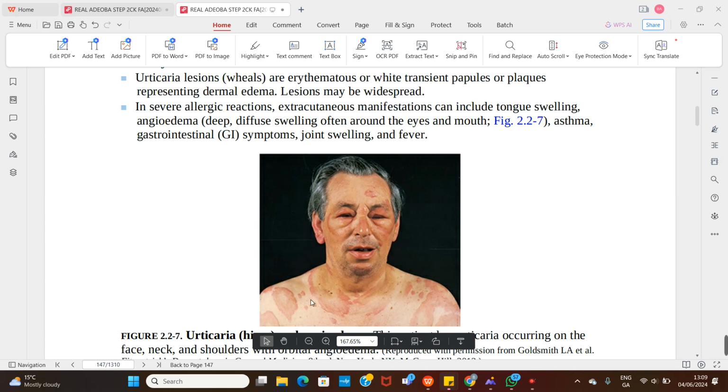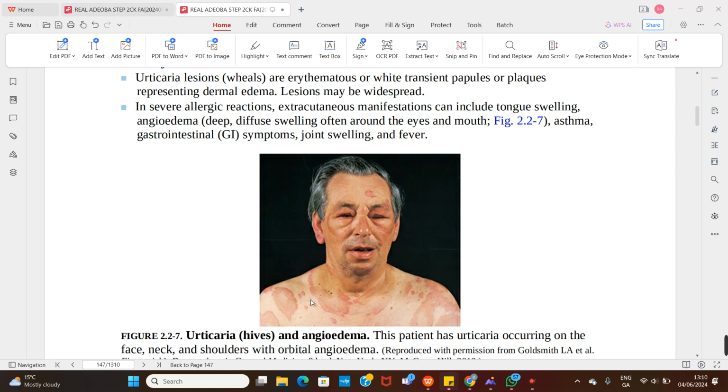It occurs in two forms, the acute and the chronic form. The commoner one is the acute form, and it disappears within 24 hours. It doesn't last for more than 24 hours. So once you see these eruptions appearing and disappearing after 24 hours or before 24 hours, you know that this is likely to be the urticaria lesions.